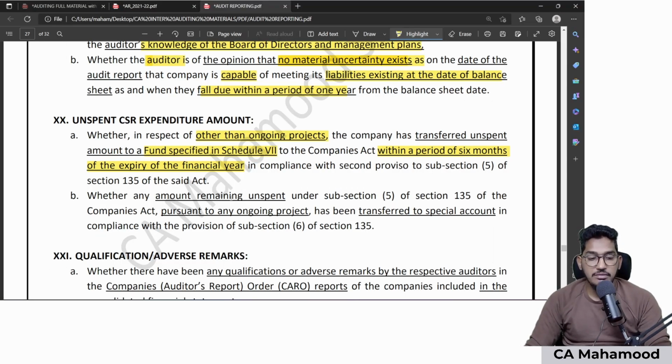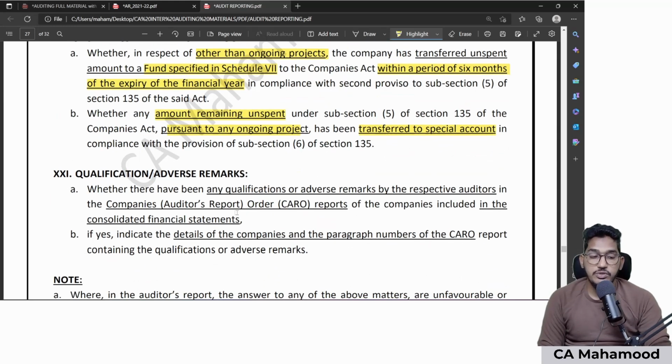If I read the B point now, whether any amount remaining unspent relating to any ongoing project, pursuant to any ongoing project. That means you have a project ready, but you did not spend it. That money has to be transferred to a special account. That money has to be kept in a separate bank account. Clear? And then finally comes the 21st point.